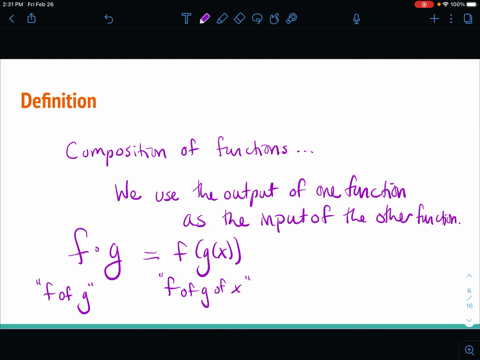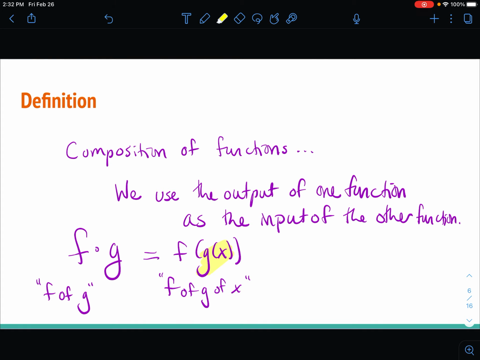So here is our definition. Composition of functions: what this is basically telling us is we're going to use the output of one function as the input of the other function. So if we look at this notation, g of x is really what the output would be, and we're using that as an input into function f. And we're going to, of course, do several examples of these to practice.